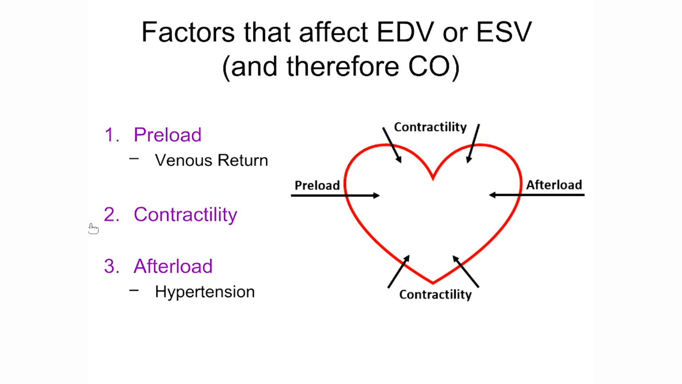So the first thing that I have on this list is the preload, and I've got my kind of simplified drawing of a heart over here with some arrows drawn into it to represent what each of these 3 different things are. So the preload is blood that's returning to the heart. This is the blood that's coming in from the systemic circulation and from the pulmonary circulation into the heart. This is going to be based on what's known as venous return. So venous return is how quickly that blood is returning.